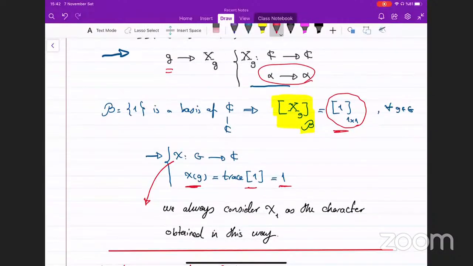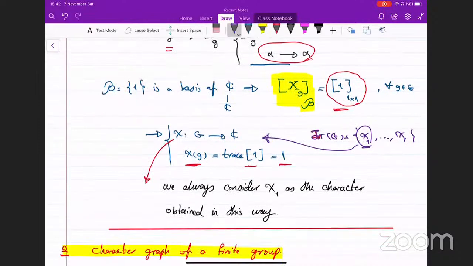I know that the set of irreducible characters I denoted by chi1 up to chi-r. So when I write Irr(G) as chi1 up to chi-r, by chi1 I always mean this character. It means that for any g that I choose in G, chi1 of g is always 1. Why? Because of the 1 by 1 matrix that I have here.